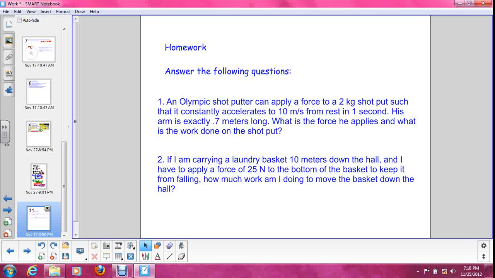And number 2, if I'm carrying a laundry basket 10 meters down the hall and I have to apply a force of 25 newtons to the bottom of the basket to keep it from falling, how much work am I doing to move the basket down the hall?